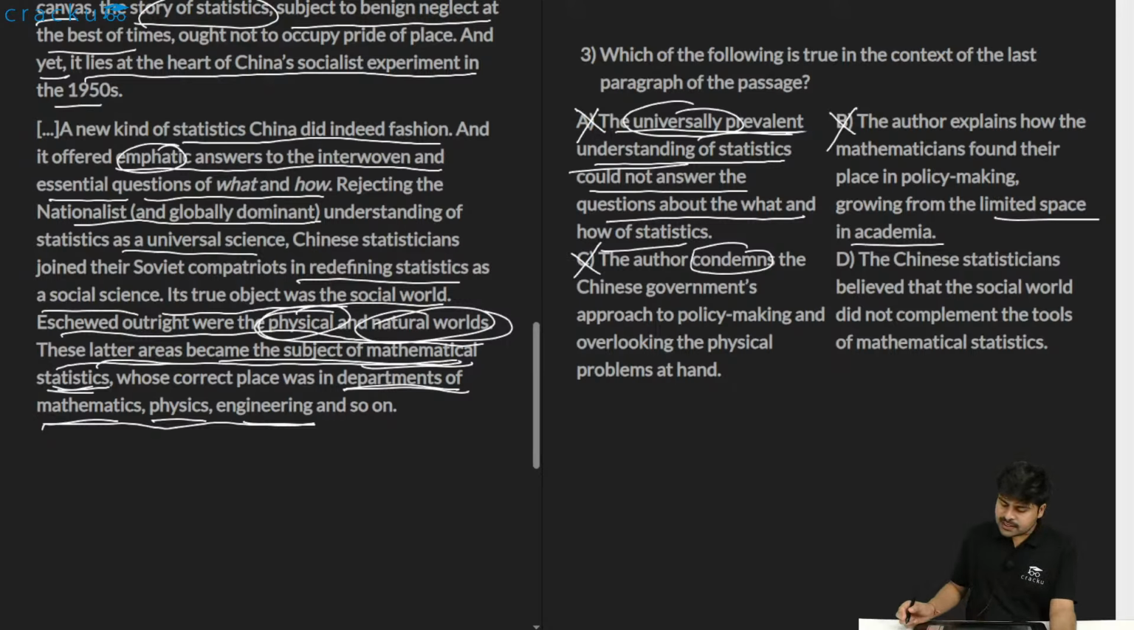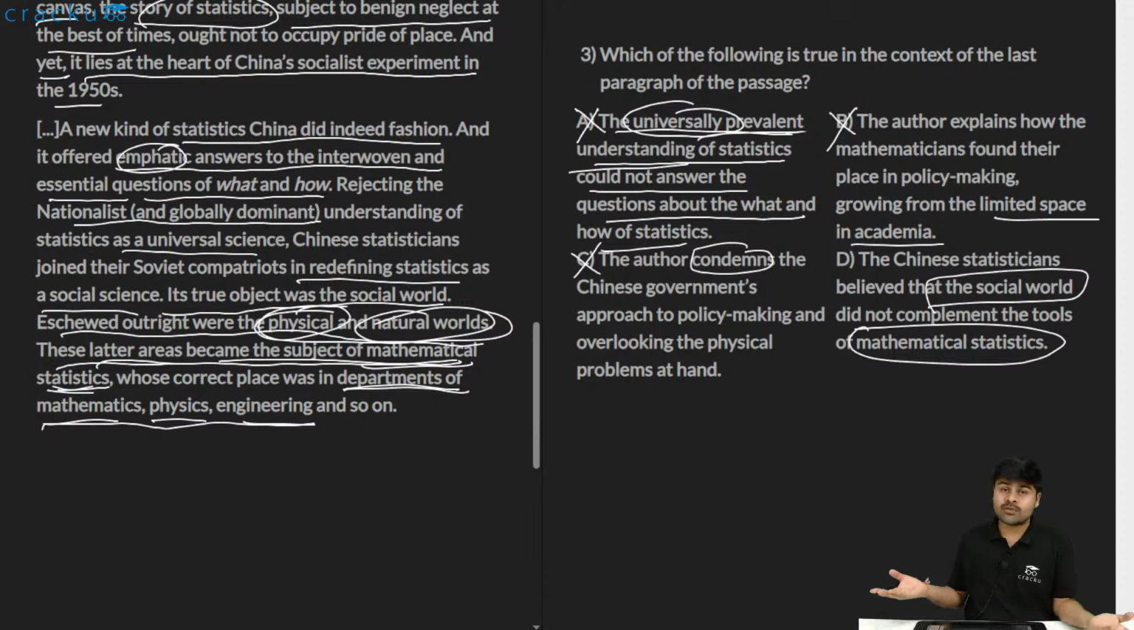The Chinese statisticians believed that the social world did not complement the tools of mathematical statistics. Exactly. So the social world was different for mathematical statistics. Mathematical statistics did not really belong in the social world for them. It belonged in the department of mathematics, right? And it's the normal statistics that belong in the social world. So this is actually the correct answer.